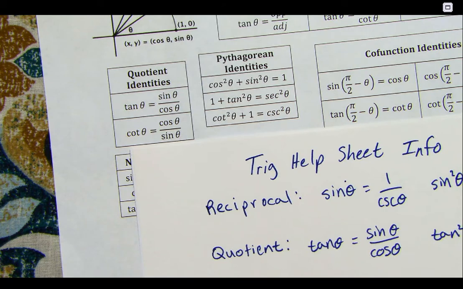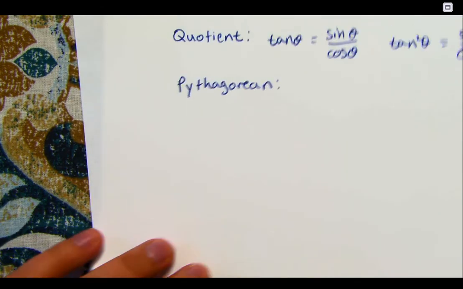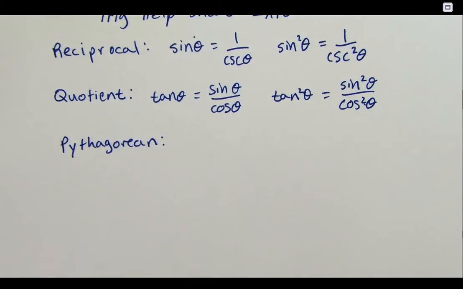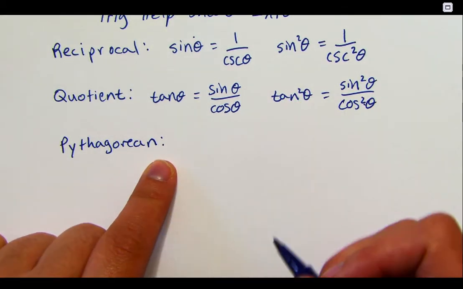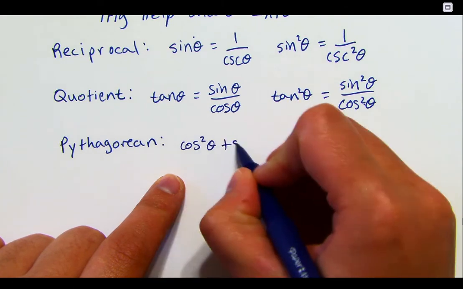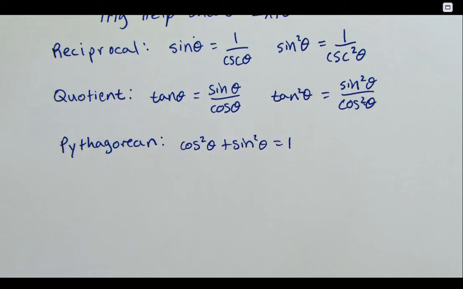And then for the Pythagorean identities, I'm just going to write it on here so that I'm not trying to flip back and forth between those pages, because my area is a little too small for that. So if we start with that first Pythagorean identity, cosine squared theta plus sine squared theta equals 1, we are allowed to rearrange this.